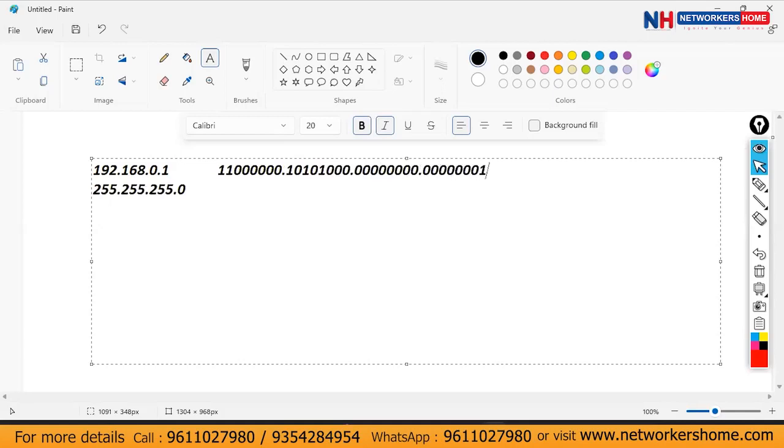And then this is the value for 1. Again, if you write your subnet mask in binary, this will be 8 ones. This will be also 1. This will be also 1. And last part, this will be 0.